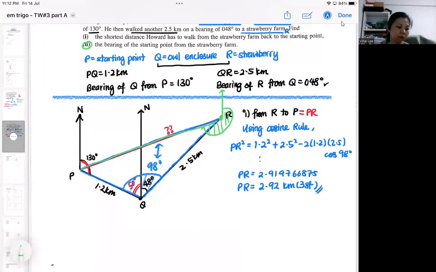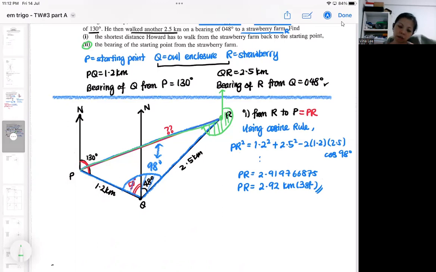The bearing of the starting point from the strawberry farm, which is from R. So you should plant a north line on R. So that will be the angle that I'm interested in. So make sure you identify the correct angle when it's bearing. Then you have to plan out what you can do to find the angle.